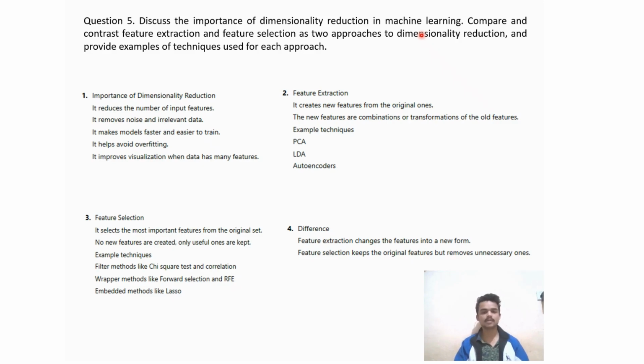It reduces the number of input features, it removes noise and irrelevant data, it makes models faster and easier to train, it helps avoid overfitting, and it improves visualization when data has many features.